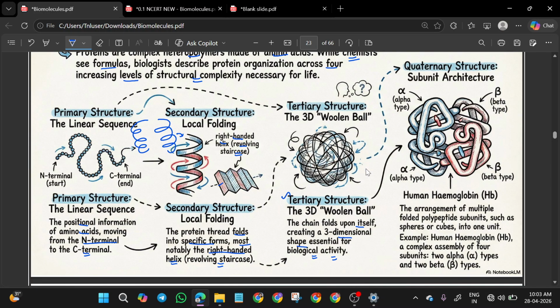இந்த மாதிரி நிறைய tertiary structure சேர்ந்துச்சுன்னா that is quaternary structure. இது வரைக்கும் primary, secondary, tertiary என்பது எல்லா proteins-க்கும் வரும். But quaternary என்பது எல்லா proteins-க்கும் வராது, சில proteins-க்கும் வரும். Like நம்மளுக்கு தெரியும் hemoglobin will be having alpha subunit. So here 2 alpha subunits and 2 beta subunits. இந்த மாதிரி தான் இருக்கும், இதில் கொடுத்திருக்க மாதிரி இருக்காது. So 2 alpha subunits and 2 beta subunits will be present. Arrangement of multiple folded polypeptide subunits such as spheres or cubes into one unit. இது ஒரு woolen ball. அந்த மாதிரி நிறைய woolen ball சேர்ந்து ஃபார்ம் ஆகிறது. That is quaternary structure. So human hemoglobin, a complex assembly of 4 subunits, 2 alpha types and 2 beta types. These things will be present.